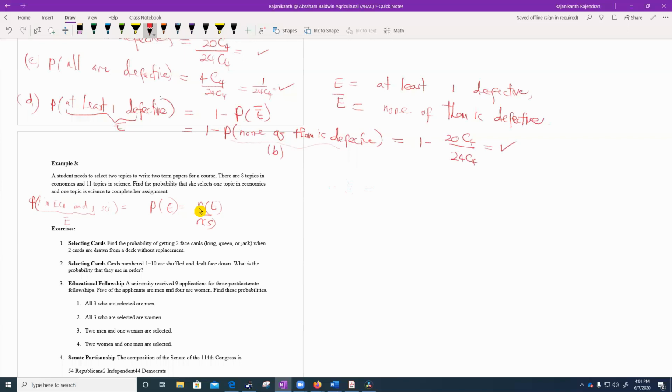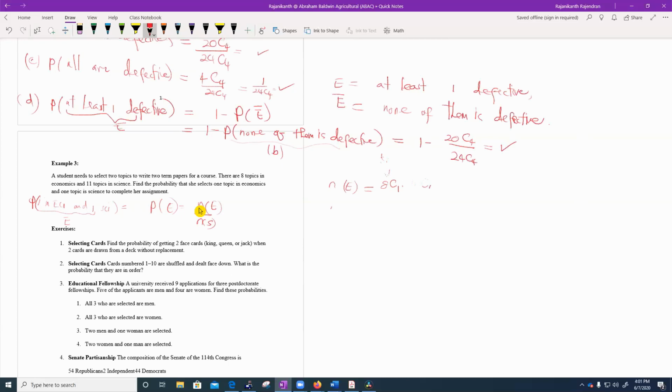First, let us find the number of ways he could choose a topic in econ. He needs one topic from economics. How many topics are there in total in economics? If you look at economics, he has eight topics. So he needs to choose one of these eight. This is the number of ways she could choose the one economic topic out of eight, 8 choose 1. You need to multiply this with the second. The second one, you have to choose one science topic out of 11. That is going to be 11 choose 1. So that is my n of E.